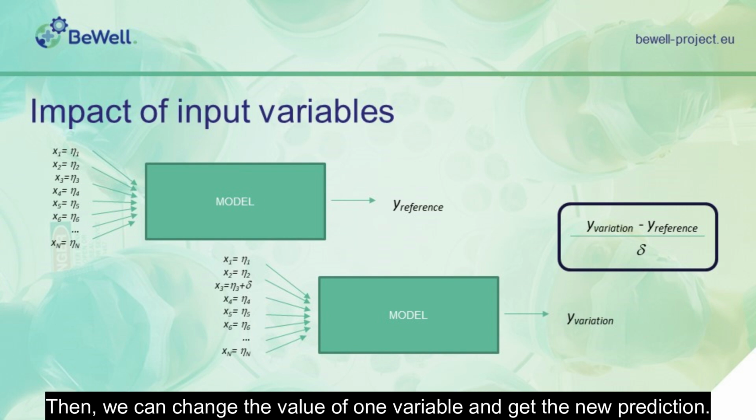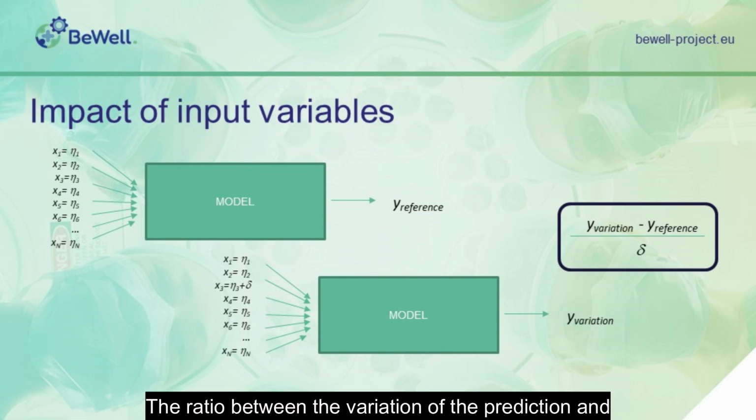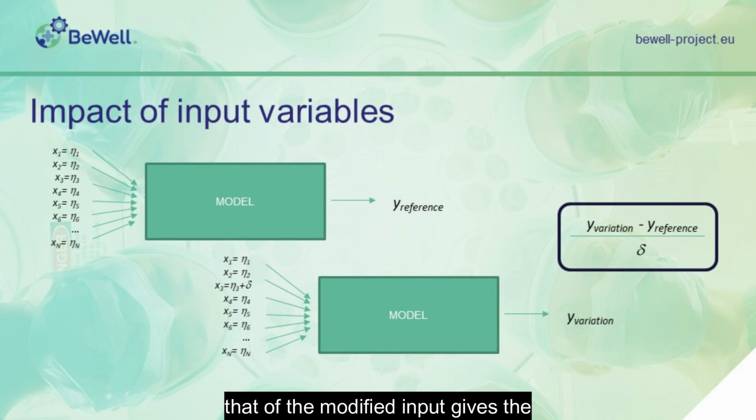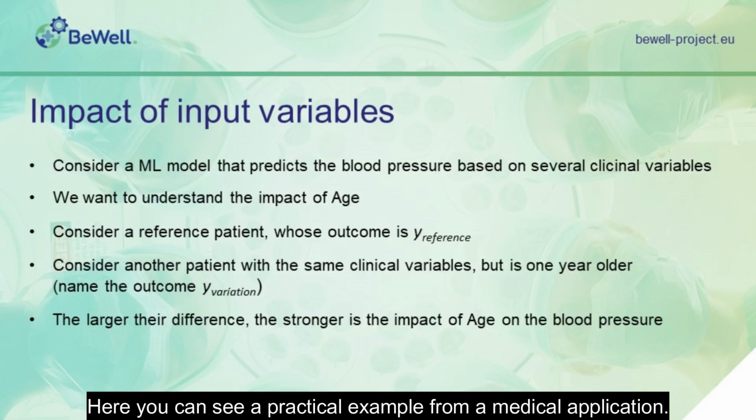Then, we can change the value of one variable and get the new prediction. The ratio between the variation of the prediction and that of the modified input gives the sensitivity with respect to that variable. Here you can see a practical example from a medical application.